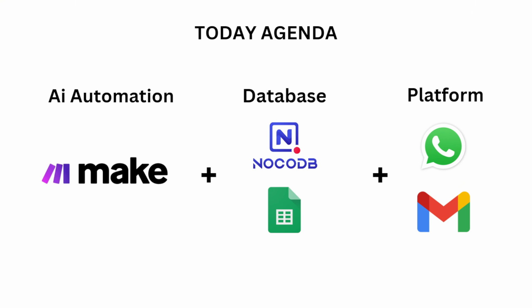So for today's agenda, we're gonna create the AI automation in make.com, and after that we're gonna integrate with NoCoDB, which will be the center to save all the database. And also, if we have time, we're gonna cover Google Sheet. And we're also gonna use WhatsApp, because WhatsApp is the common platform that we use to connect with the client, to send messages to the client.